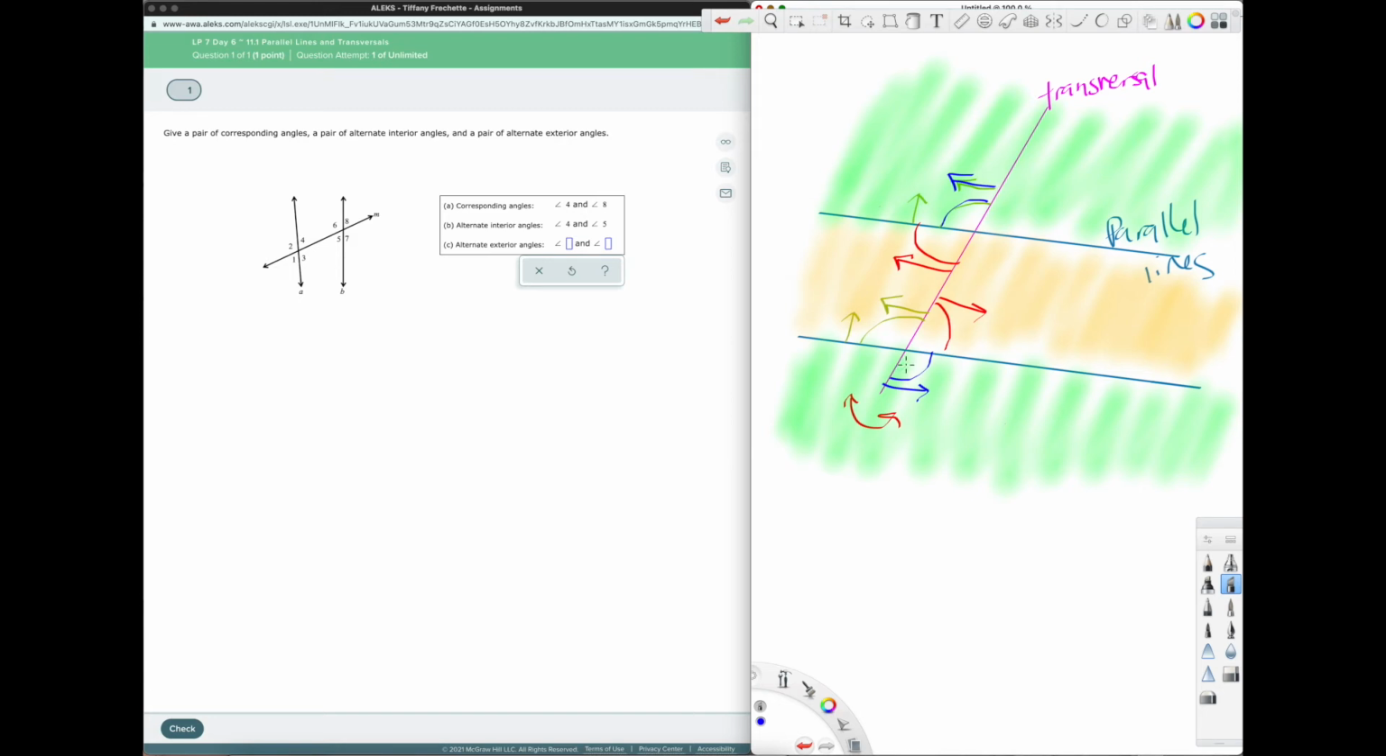Or I could do it with these two here. They would also work. So if I go outside the parallel line, so I'm going to go outside here. So I'll go ahead and choose number 1. So number 1 is on the bottom of the transversal. Since this transversal is going left to right, it's going to be bottom or top.